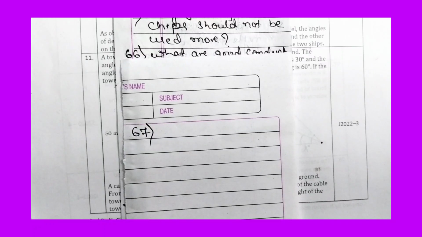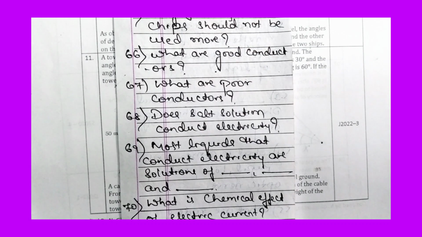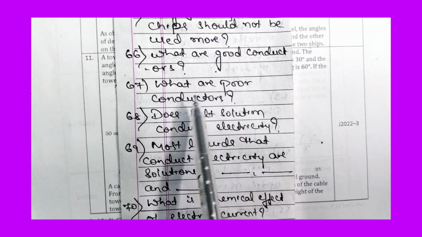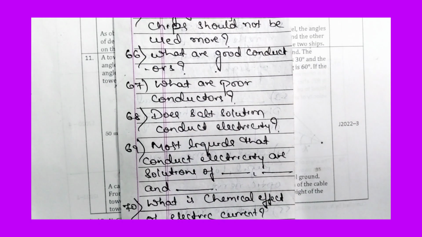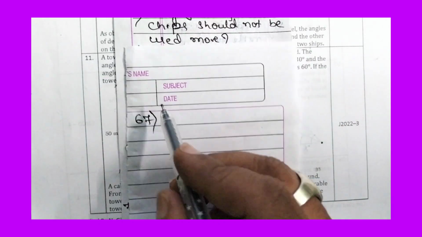We are going to continue class 8 science, very important questions related to examination. In the previous video we have answered from 46 to 66th question. Now in this video we are going to continue from 67th question. The 67th question is, what are poor conductors? So now let us answer, what are poor conductors?